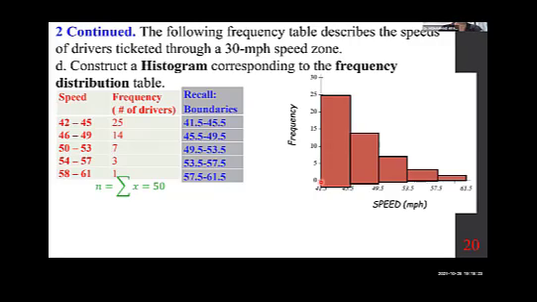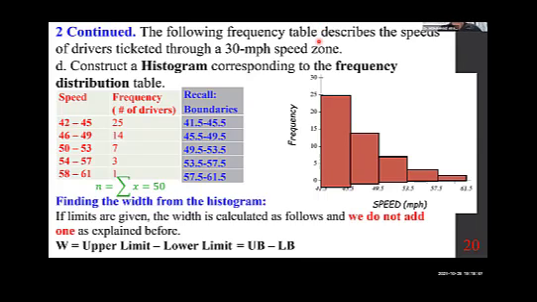So this is how you draw a histogram. It's a bar graph for a case like this. And on the horizontal axis, you can use the boundaries, the limits, or the midpoints. The vertical axis is the frequency or percent frequency. So finding the width from the histogram, if limits are given and you're finding it from the histogram, you don't need to add one. So it would be simply upper limit minus lower limit, or UB, upper boundary, minus LB, lower boundary.